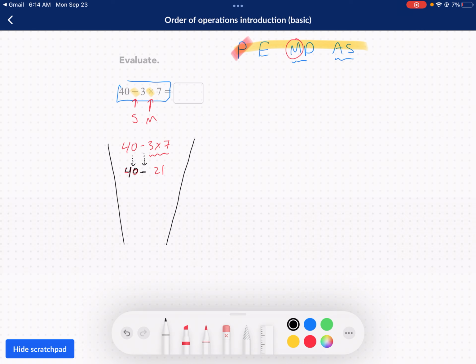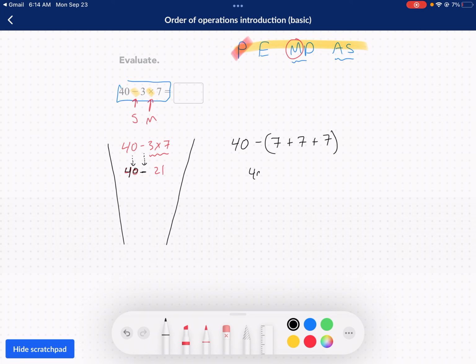Now, why is it that you need to do multiplication before addition and subtraction? That's because it represents repeated addition. So it's a higher order of addition. We could write this another way where it's 3 groups of 7. So 7 plus 7 plus 7. I would need to put this in parentheses because that's all together. But 7 plus 7 plus 7 is the same thing. So I would need to do that first before doing subtraction.